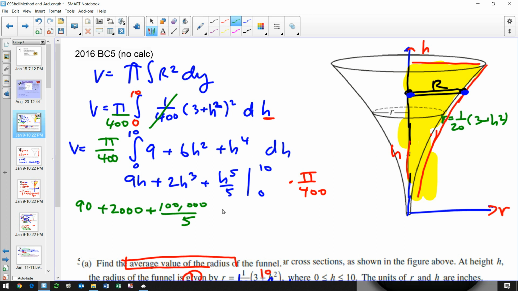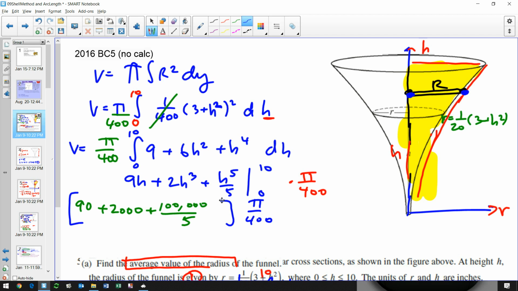over 5. And then plug in the 0, and you just get 0 plus 0 plus 0. And then this is the first fundamental theorem of calculus, okay? You take the antiderivative, you plug in the b, you plug in the a, and you slap a minus sign in between, okay? Are you okay if I delete these zeros over zeros? Okay, this is going to be multiplied by pi over 400, all right?